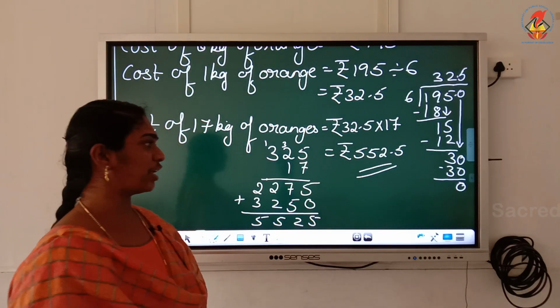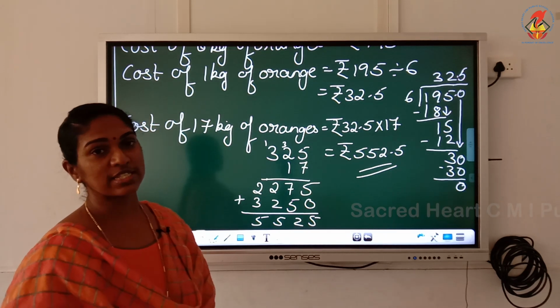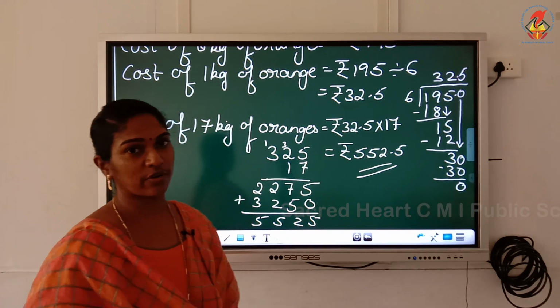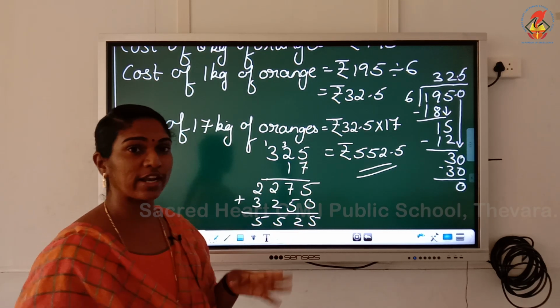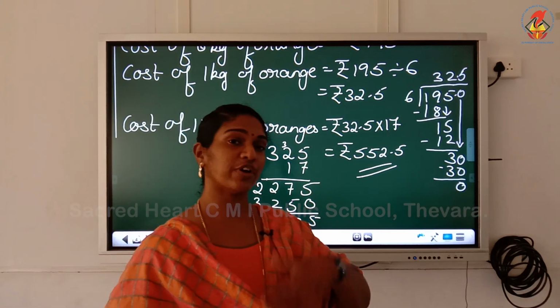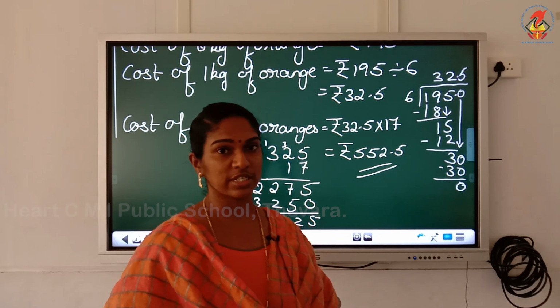Okay, so 552.5, that is the cost of 17 kg of oranges. So when you have these types of questions, keep in mind, children, you have to find out the cost of one and then you find out the cost of more. This is called the unitary method.